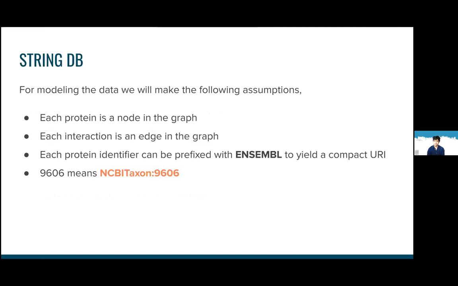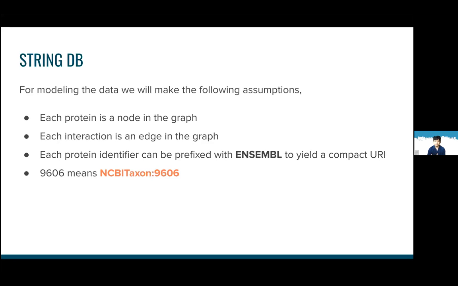For modeling the data, we can make certain assumptions, and these assumptions are based on what you would like to see towards the end, what your graph should look like. So keeping that in mind, we can say each protein is a node in the graph, each interaction is an edge in that graph, and each protein identifier can be prefixed with an Ensembl prefix to have what we call a CURIE. The idea of having a CURIE is that a CURIE, or compact URI, is a concept in semantic web technology where the idea of linked data is that everything has a resolvable URI that describes that resource further. So the Ensembl prefix is basically a short form for an IRI that it expands to, and then that IRI with the identifier together can take you to a location that will further describe that particular entity.